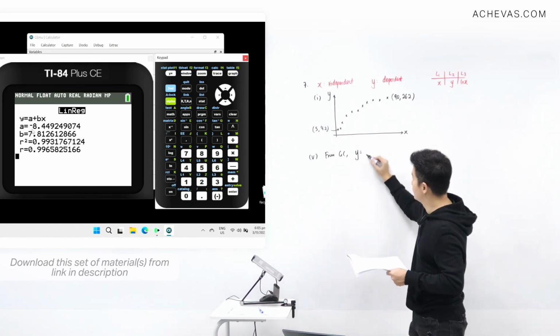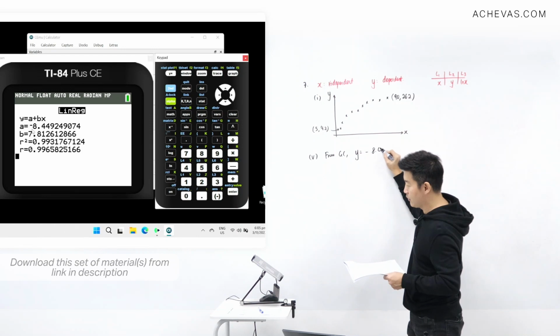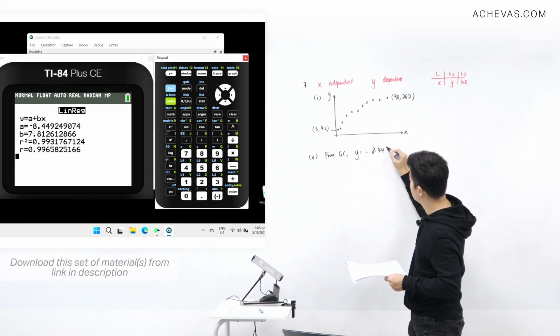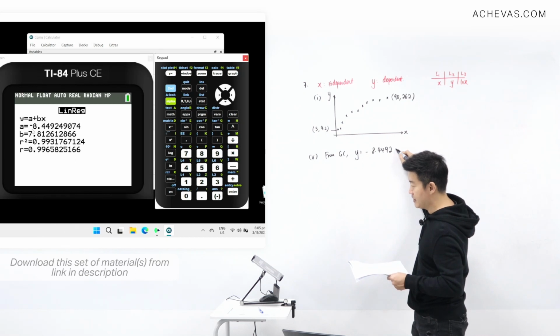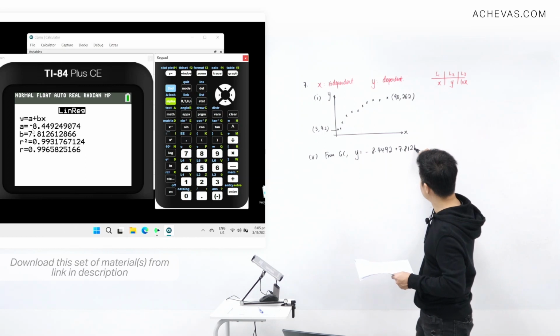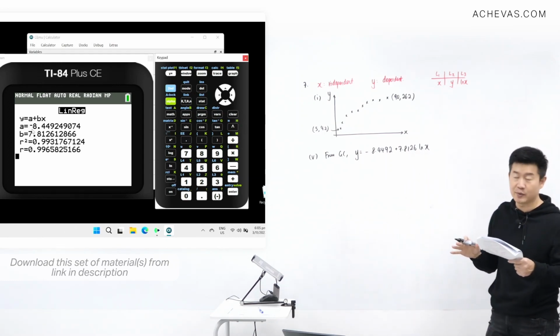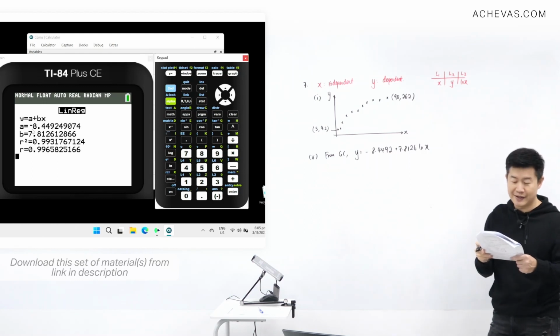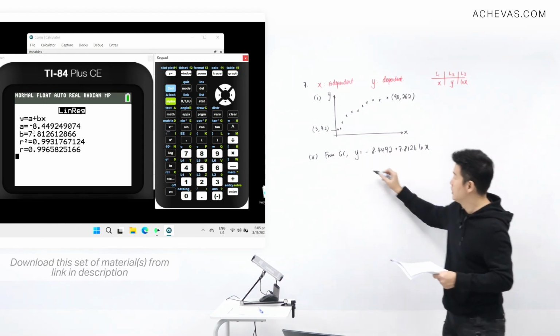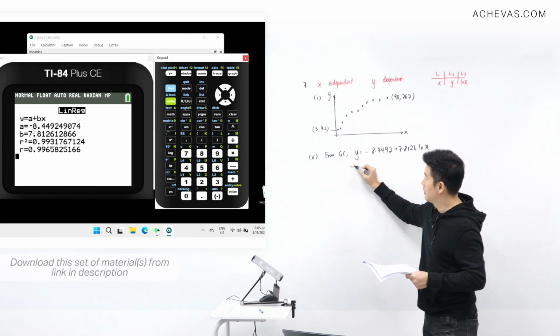So y is equal to negative 8.4492, then plus 7.8126 ln x. So this is the regression line. For my answer, I'm going to go for 3 significant figures for the coefficient.